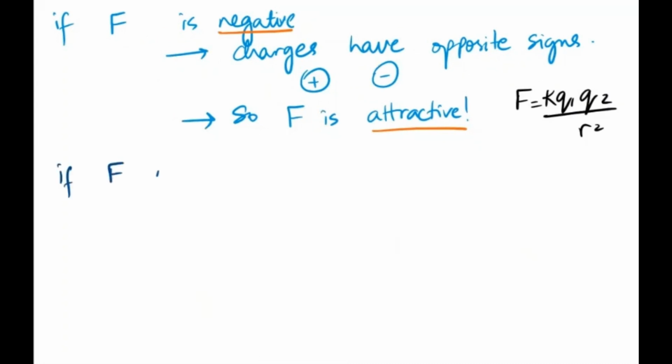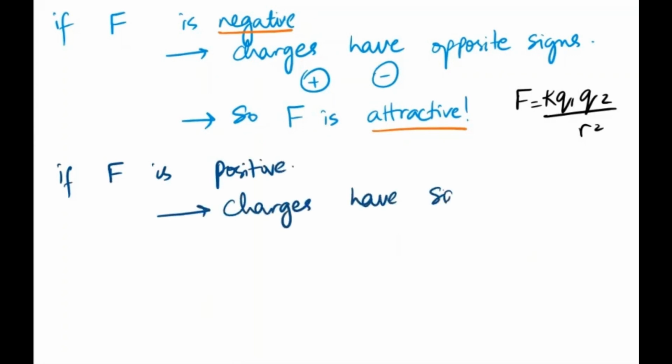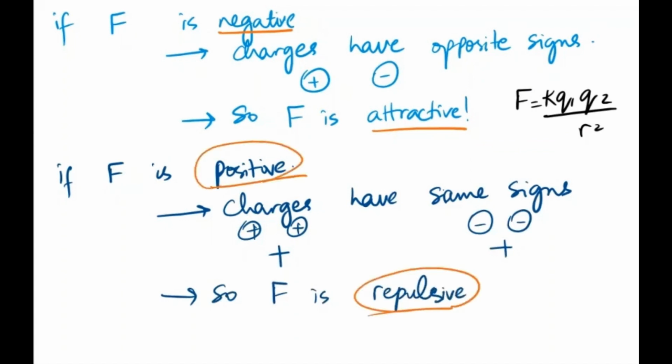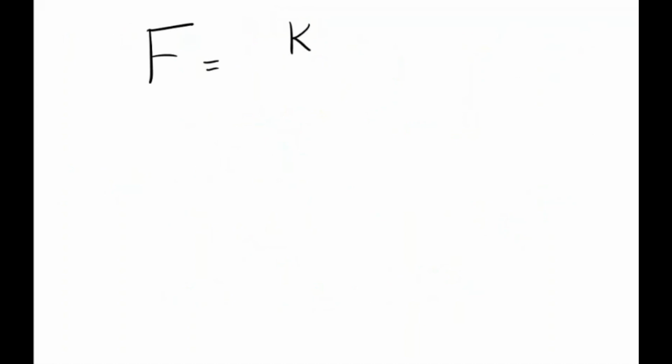So what happens if we get a positive force? What it means is that the charges have the same sign. What I mean by that is that either Q1 and Q2 are both positive or Q1 and Q2 are both negative. As you can see, when the positive signs or negative signs are multiplied, we get a positive answer. So a positive force means that there's a repulsive force.